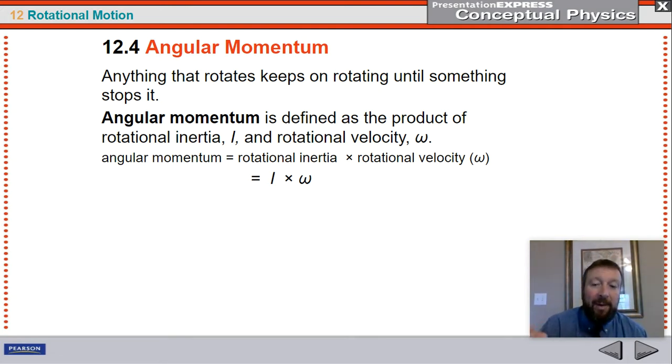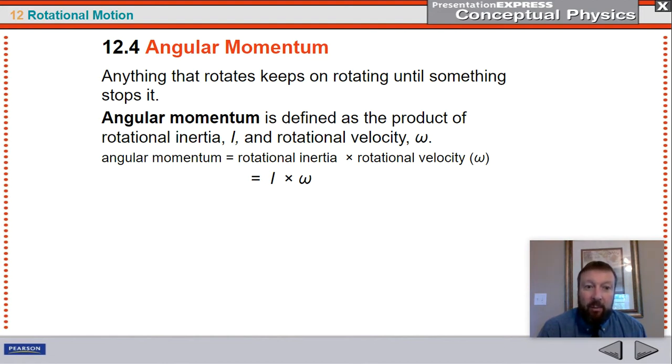Angular momentum, just like linear momentum, which we talked about in chapter 7: anything that has mass and is moving will have a momentum. So will anything that's moving in a circular motion. The only difference is we call that angular momentum. It goes along with angular speed, which can be rotational speed. Remember, those two words are interchangeable.